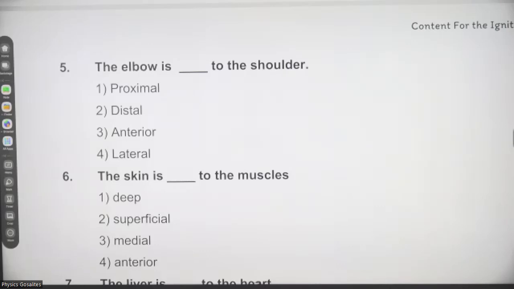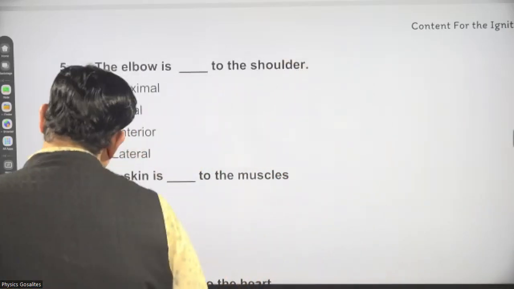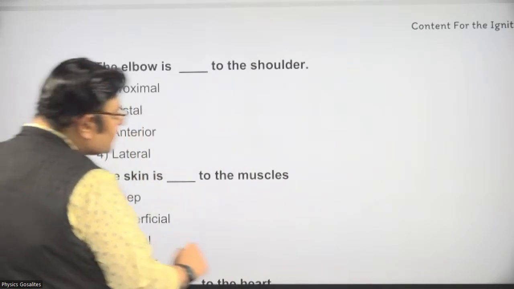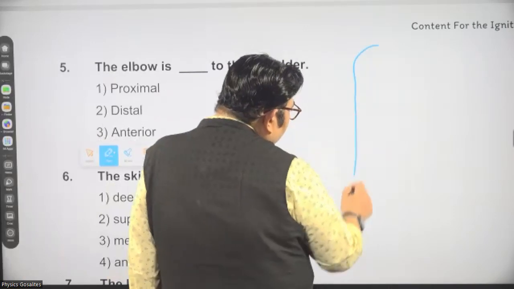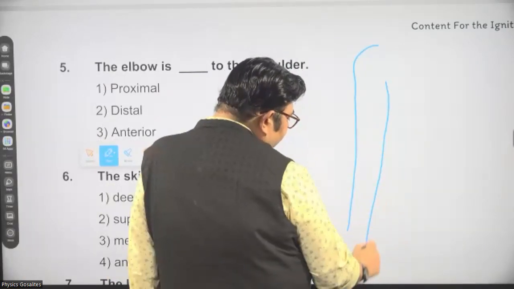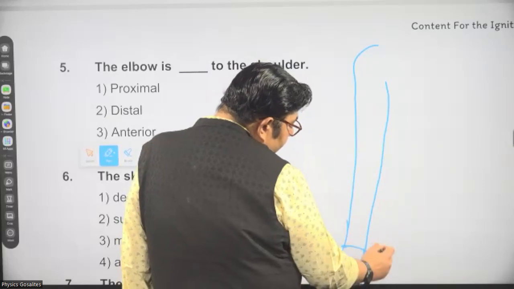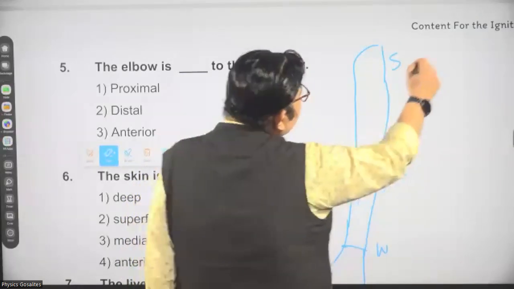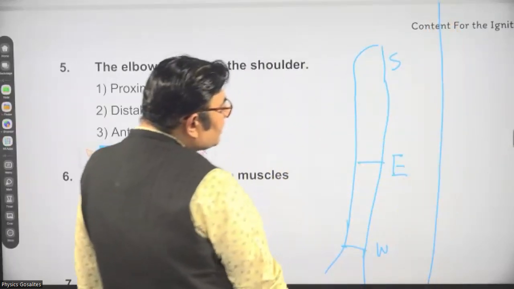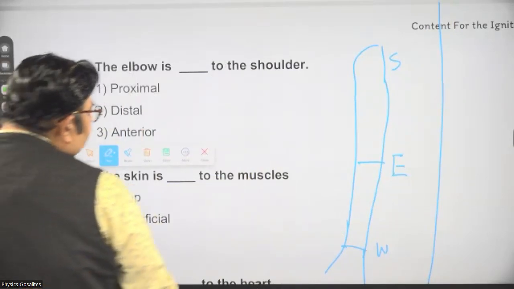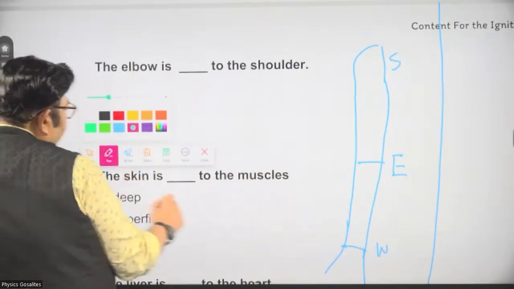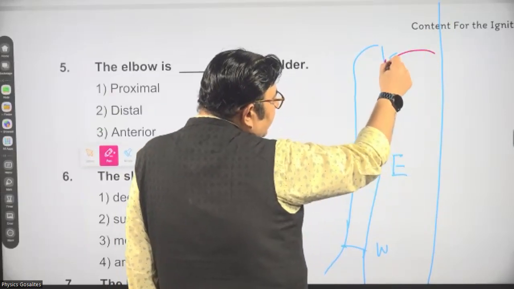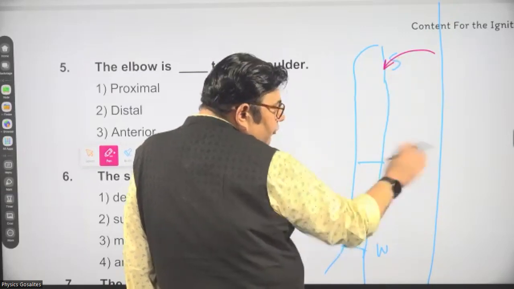Right now let's compare these organs. If I say my arm, no offense, I'll just explain it again. So here we have the wrist, here we have the elbow, and this is the shoulder, and this is the reference point, the median plane. Now, which is closer to the median plane? As you can see, this is closer to the median plane, right?